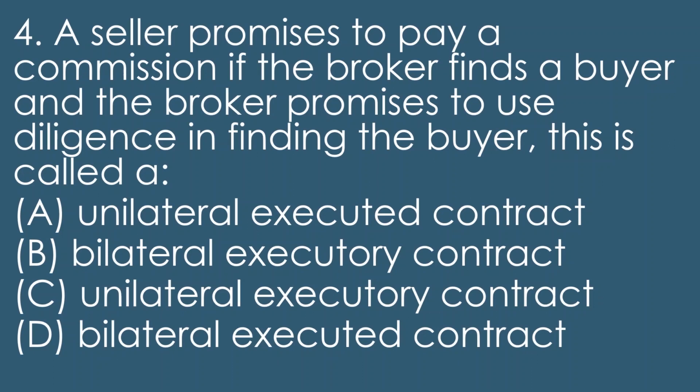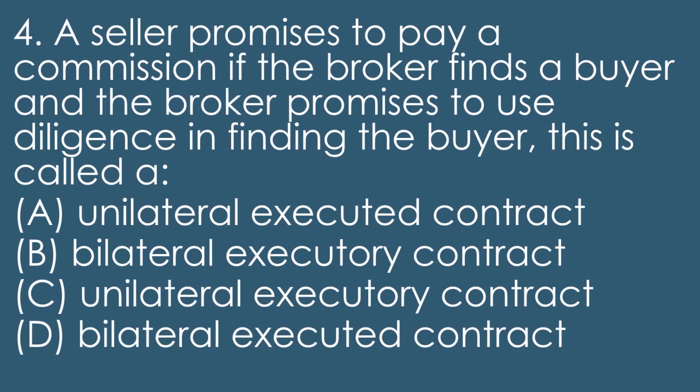So the seller promises to pay a commission if the broker finds a buyer. So the seller's promising something. And the broker promises to use diligence in finding the buyer. Well, the broker's also promising something. So it's a promise for a promise. Okay? So if we know it's a promise for a promise, we should automatically assume a bilateral contract. If it was a promise for an act, that is a unilateral contract, but bilateral is correct.